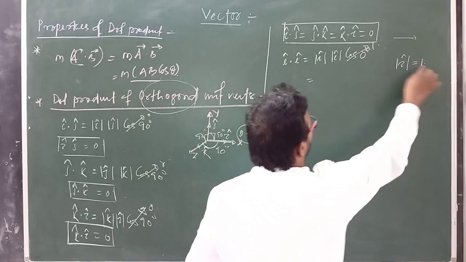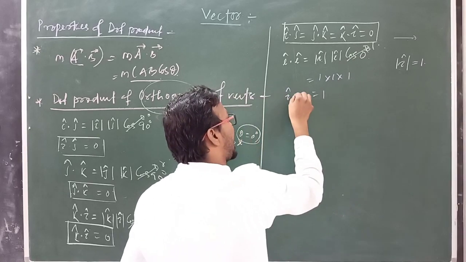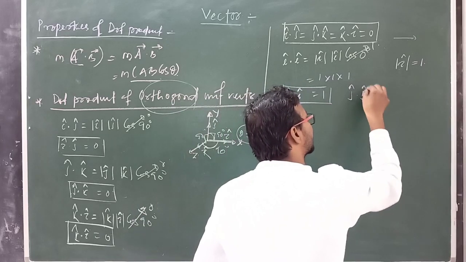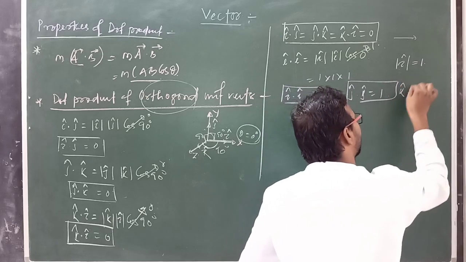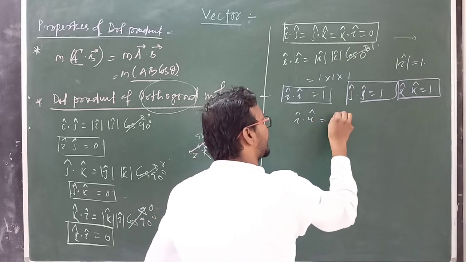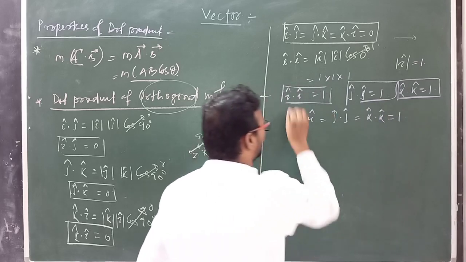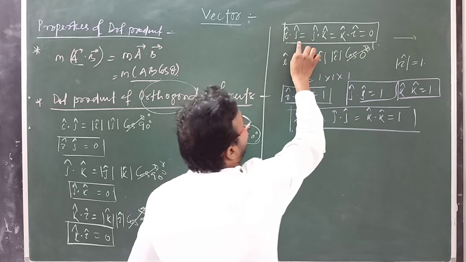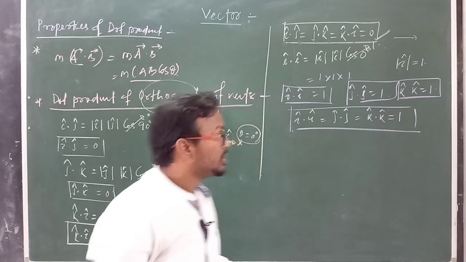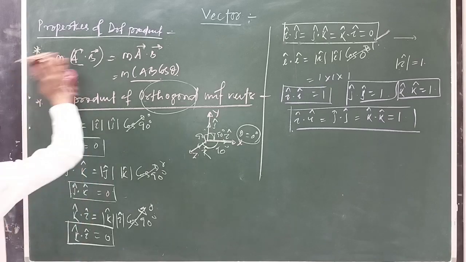So its magnitude is always 1 and 1 into cos 0 gives 1. That means i cap dot i cap equal to 1. Similarly j cap dot j cap equal to 1 and k cap dot k cap also 1, or simply you can write i dot i equal to j dot j equal to k dot k which equal to 1. Clear? So here i dot j equal to 0, but i dot i equal to 1. So these are the dot products of orthogonal unit vectors. Clear? Okay.